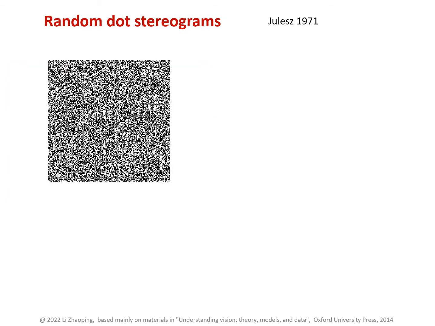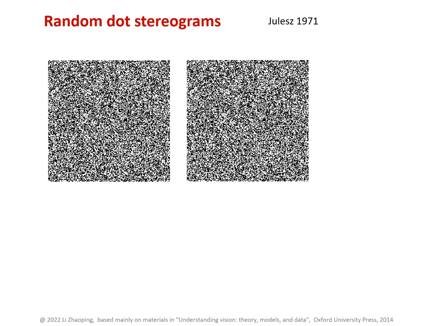Let's see a random dot stereogram. Here is a square array of random black and white dots. We add a smaller square array of random dots on top of it. Now you cannot see where the smaller square is because the two squares have the same randomness for their dots. We use this image as the visual input to the left eye and make a copy of it to the right eye. These are the borders of the smaller square, but without the highlight you cannot see these squares.